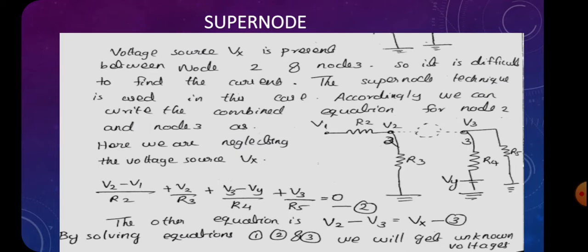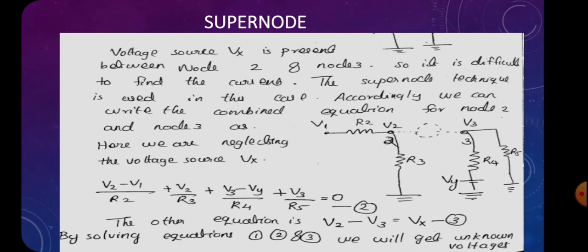law. So for the node V2, we can write (V2 minus V1)/R2 plus V2/R3 plus (V3 minus Vy)/R4 plus V3/R5 will be equal to 0. First of all, you can mark the current. All the currents will be leaving the nodes. There is no external current source connected to node 2 and node 3, so we can write that the algebraic sum of the currents leaving the nodes will be equal to 0.